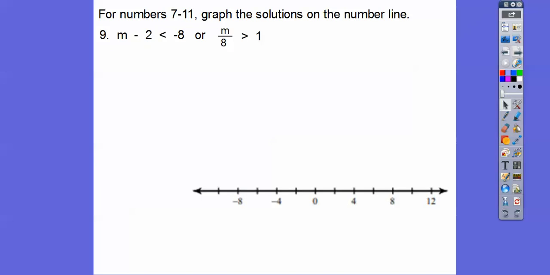So what I'm going to do on this one here is I'm going to go plus 2, and I'm going to get rid of that denominator, go times 8, times 8.